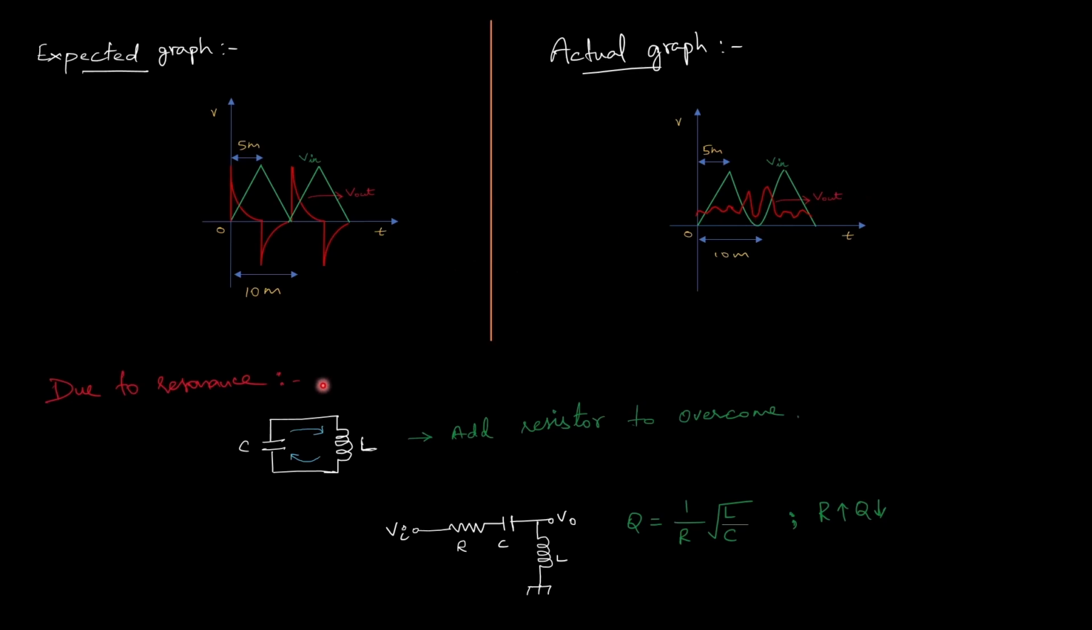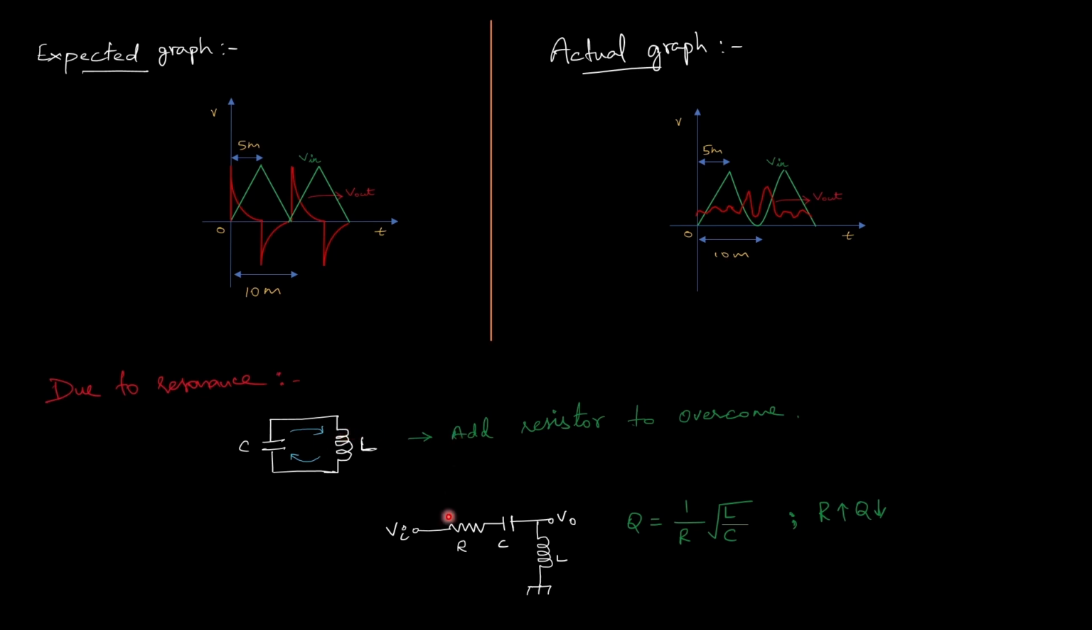The answer is resonance. Near the resonant frequency, the inductor and capacitor continuously exchange energy between them. This stored energy causes ringing in the output waveform. As a result, the circuit behaves more like a resonator than an ideal differentiator. So how do we reduce this ringing?